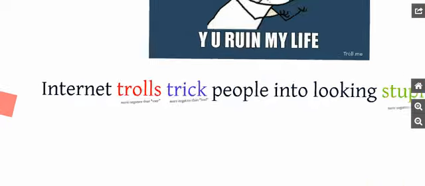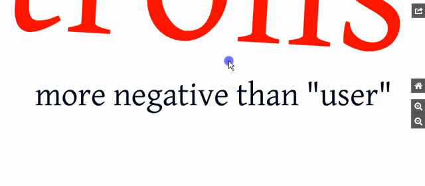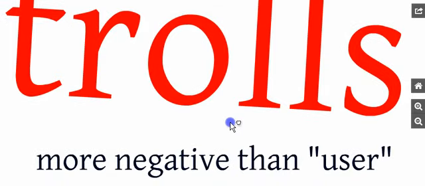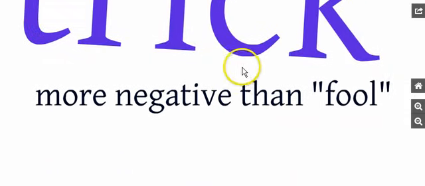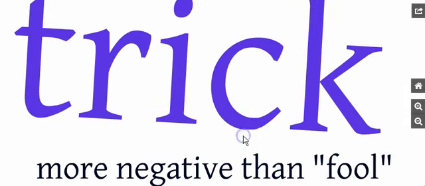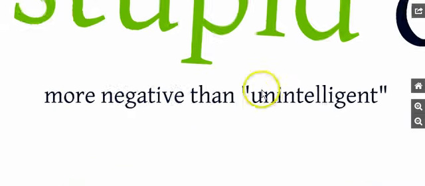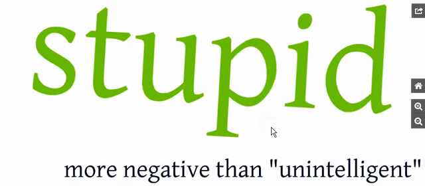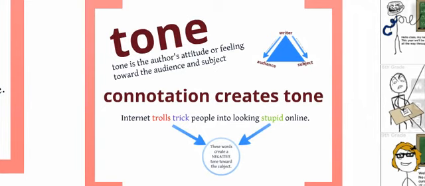Trolls, using that word trolls, is more negative than the word user we saw in the first sentence. It has a more negative connotation, right? Using the word trick instead of fool, again, has a more negative connotation. And stupid certainly has a more negative connotation than unintelligent. And what you'll notice is that when that happens, the entire sentences themselves change their feeling and meaning. So the connotation of words really matters.